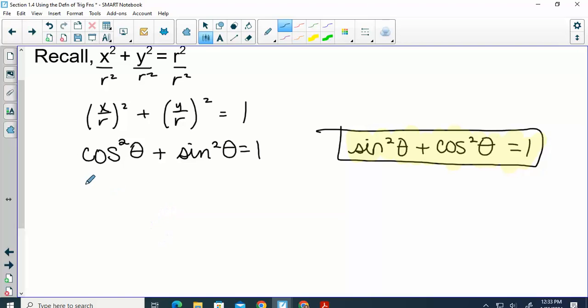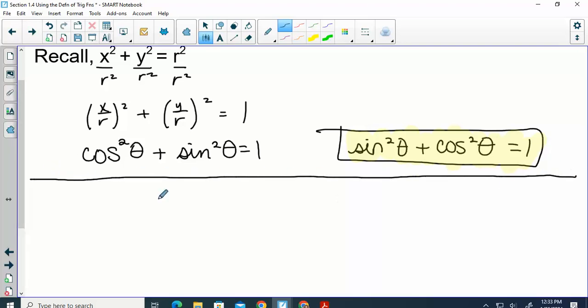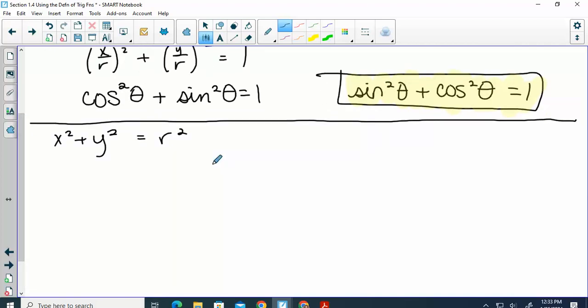The next one, just as a tidbit, we will see these in later chapters. They're all variations of the same. If you start with that, I got this formula by dividing by r squared. What else could I divide everything by? X squared, y squared. Yeah, x squared or y squared. That's going to give me the other 2 formulas.